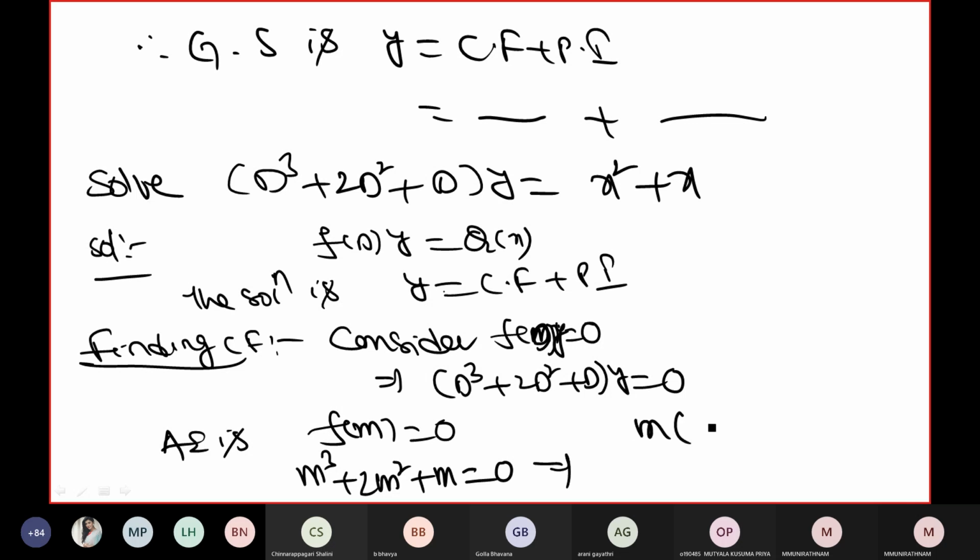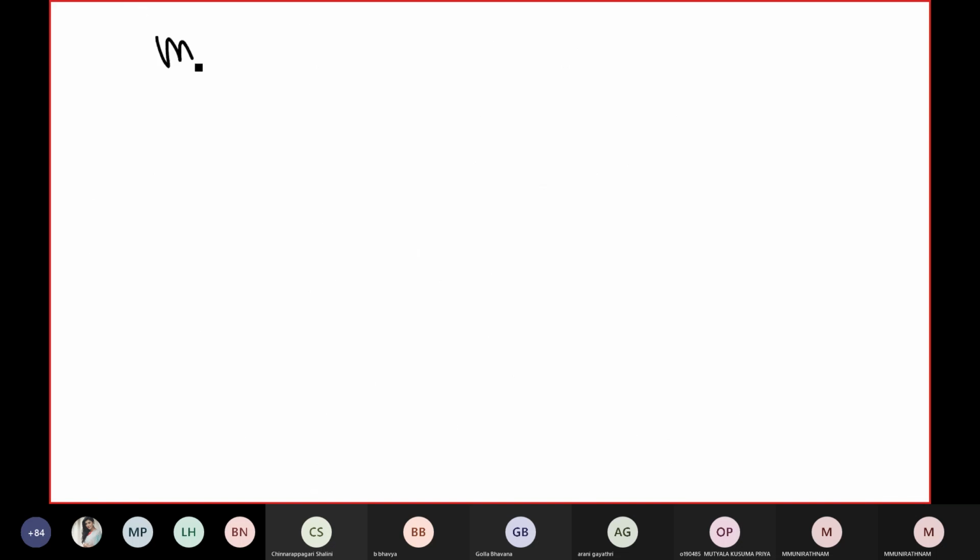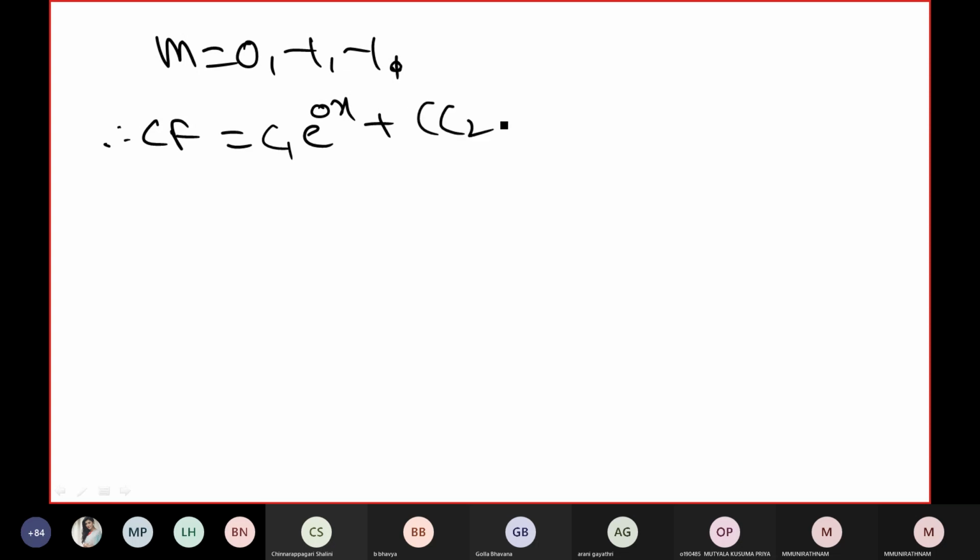If we take m common, we get m square plus 2m plus 1. So this is nothing but m plus 1 whole square equal to 0, right? M plus 1 whole square. So the roots are 0, minus 1, minus 1. Minus 1 is repeated 2 times because of the square. Okay. So therefore CF is C1 e power 0x, plus C2 plus C3 x, e power minus x.